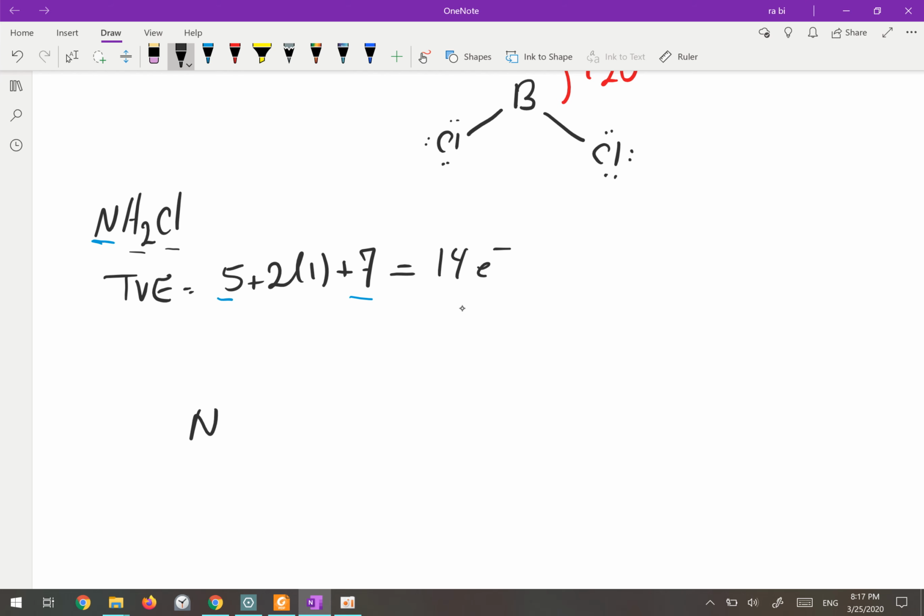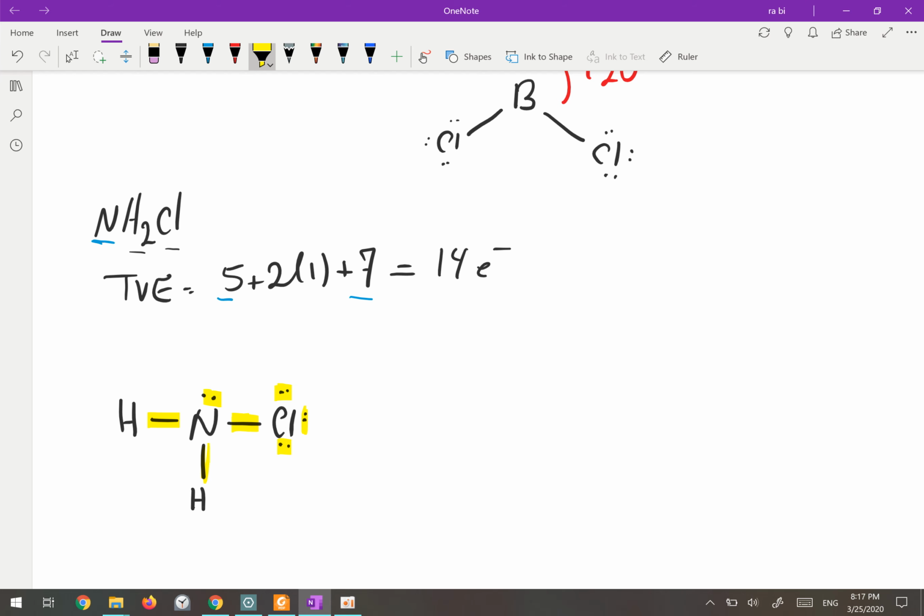Okay, so the nitrogen forms single bonds with 2 of the hydrogens and 1 of the chlorine. Then we have to make them octet. Nitrogen needs only 1 lone pair, chlorine needs 3 lone pairs to become octet. And the number of the electrons that we have here is 14. 2, 4, 6, 8, 10, 12, 14.